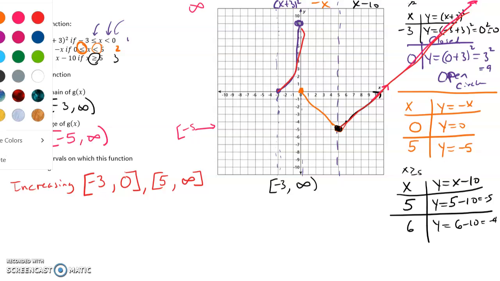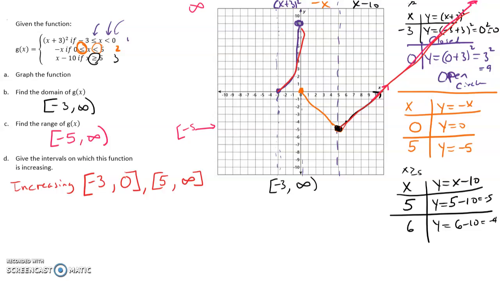Now when we talk about decreasing, where would those be? That is this piece right here. What are those x values? Think about it for a second. Well, the x value where it starts decreasing is 0, and the x value where it stops decreasing is 5. So this is decreasing from 0 to 5.